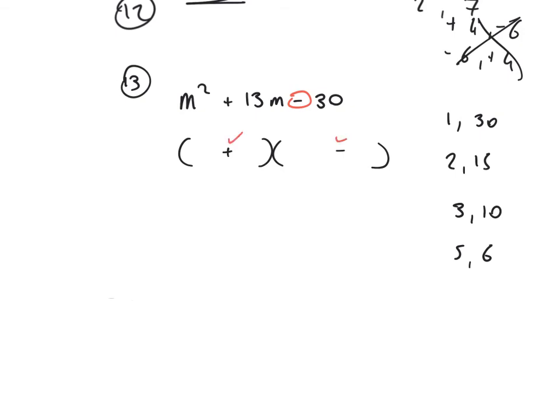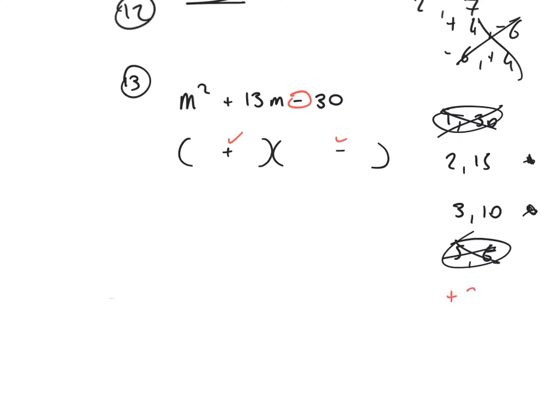So what ones can I rule out immediately that won't add up together to give 13? I don't think 1 and 30 will do. 2 and 15, that looks like a possibility. As does 3 and 10, but not 5 and 6. Okay, so two numbers that multiply together to give minus 30 and add together to give 13.